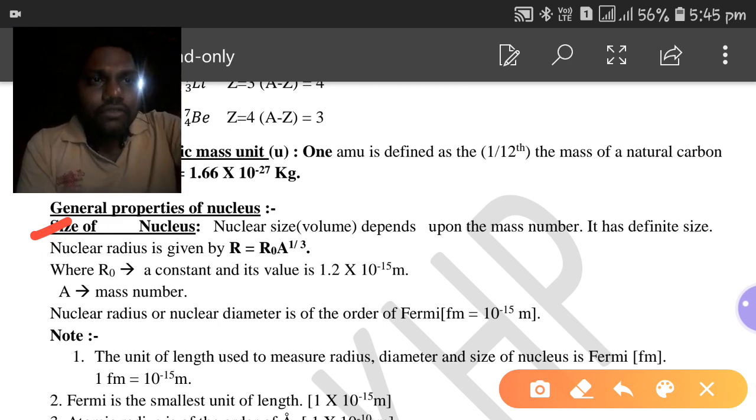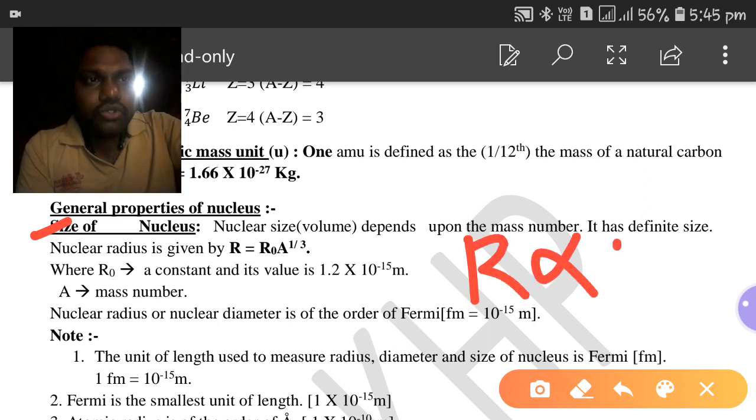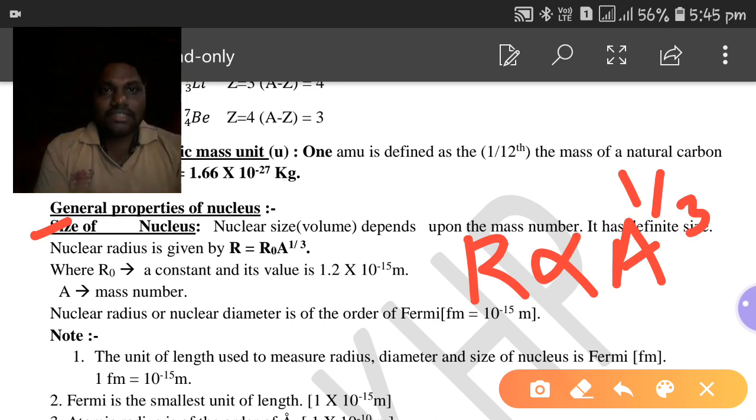So this radius of the nucleus, capital R, is always directly proportional to A to the power 1 by 3, where A is atomic mass number. That means the radius of a nucleus and the atomic mass number are directly proportional to each other. If atomic mass number increases, the radius of the nucleus also increases. And if the radius increases, the size and volume of the nucleus also increase. That means it is clear that the size or volume of the nucleus clearly depends upon the atomic mass number.